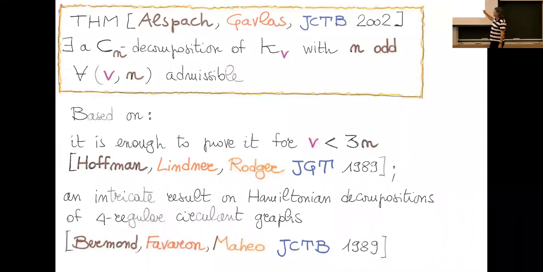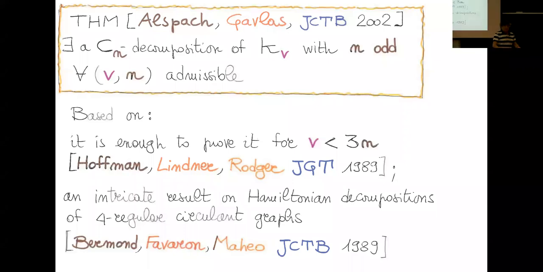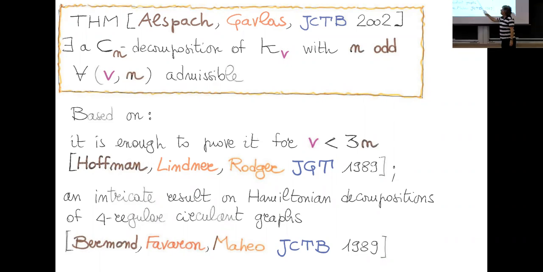They solve the problem for V less than 3n, and their proof is based on a result by these three guys, a result about Hamiltonian decompositions of four-regular circulant graphs. So if you want to have a C_n decomposition of K_V for certain V and n, it is not so immediate, because you have to see how this result by Hoffman, Lindner, and Rodger can be applied for your design.